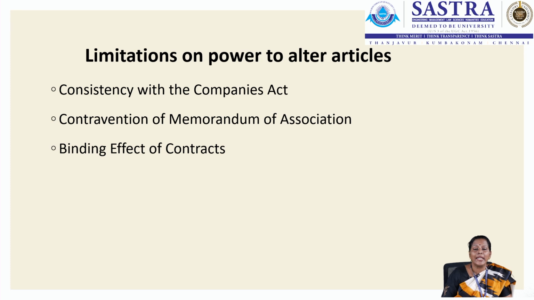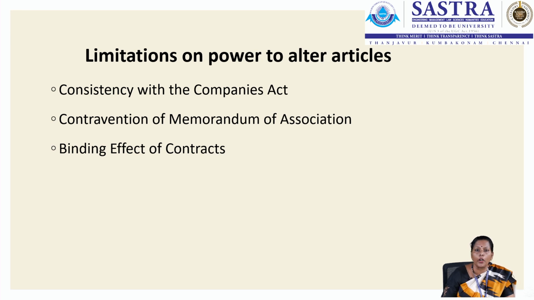Next is about the binding effects of the contract. When we talk about the binding effects of the contract, there would have been some contracts which the company had entered into before the alteration had taken place. So what happens now, because of the changes that the company makes in the Article of Association, there are chances the previous contracts may go null and void. And so in that case, can we say that all the previous contracts which are not consistent with the alteration that has been made in the Article of Association will be considered null and void?